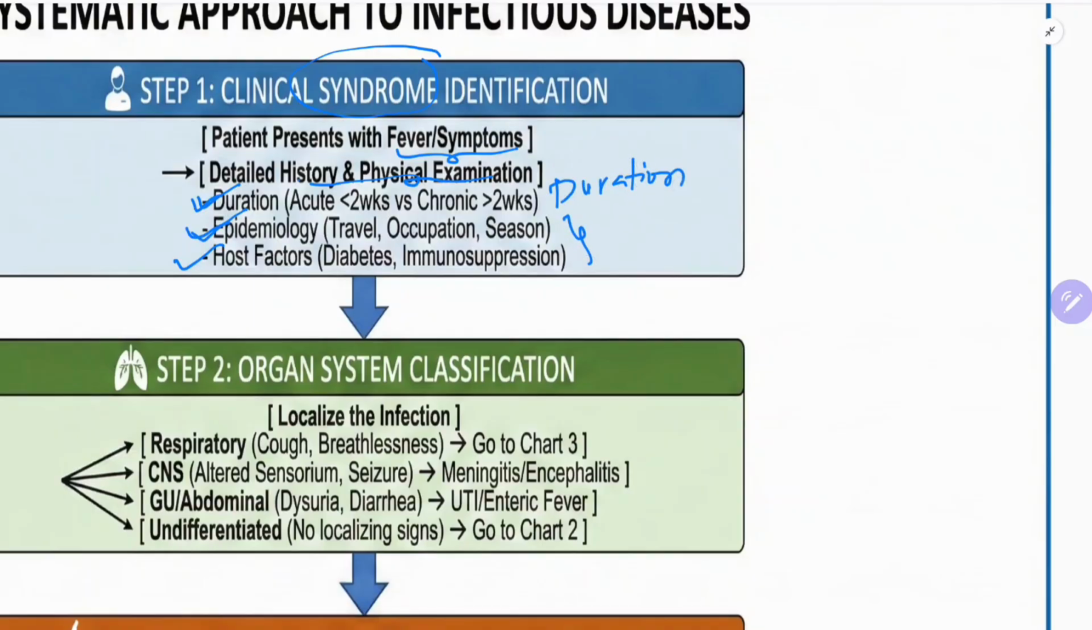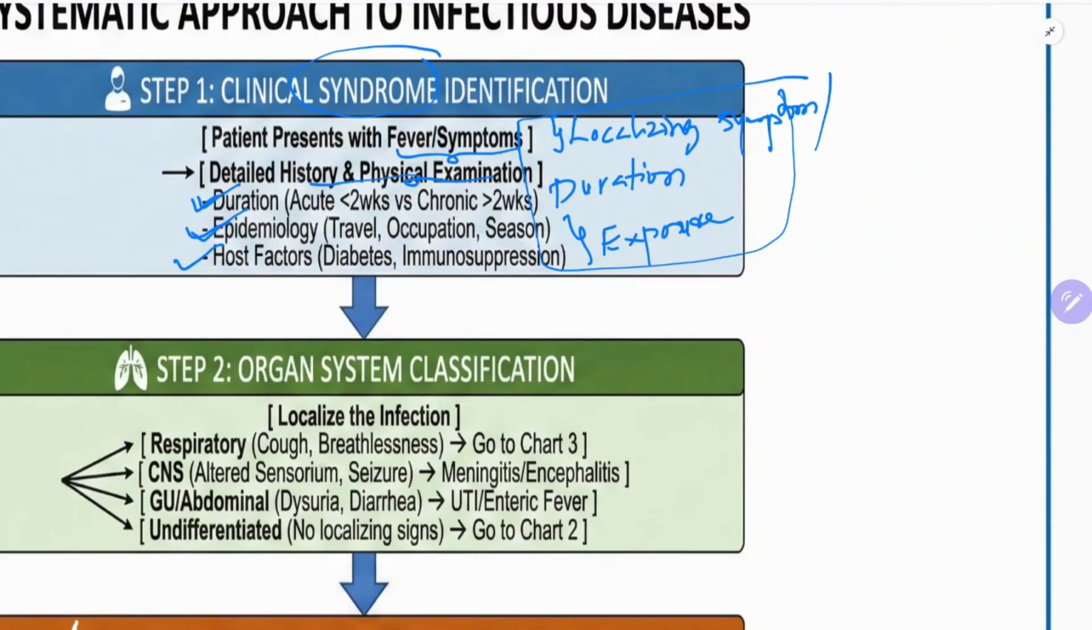based on duration. Same thing which I explained in the topic of fever in detail: duration, exposure history, and localizing symptoms and signs. Based upon these three, the patient is having some localizing symptoms and signs, so based upon that we will treat the patient. Then organ system classification.